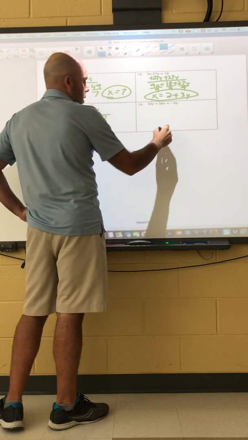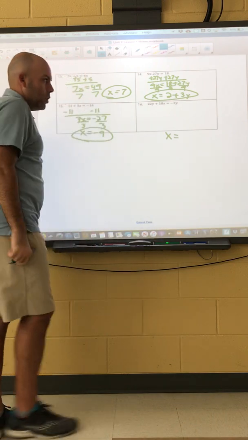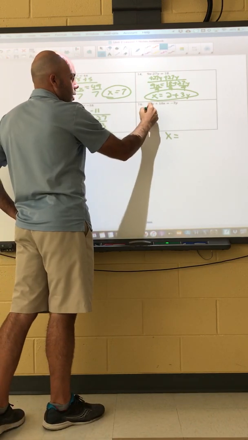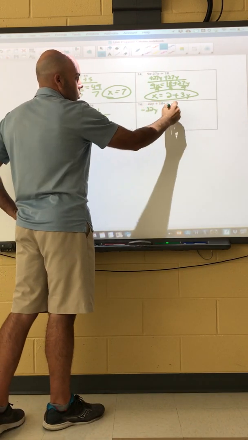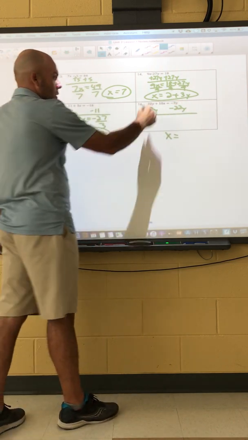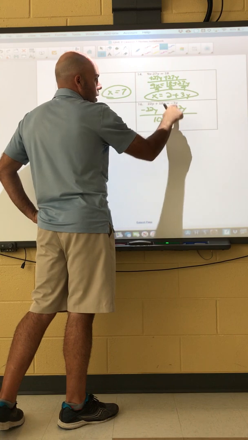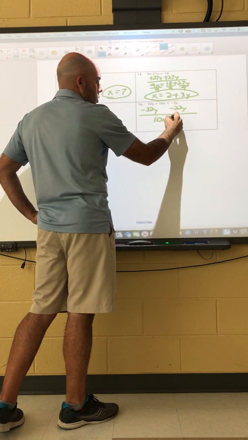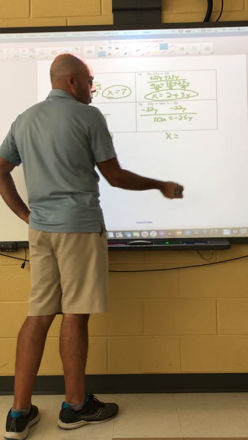Okay, on the right-hand side, the literal equation, I want to solve for x. So I see the 22y. Again, there's no sign in front of it, so it's implied to be positive. So I want to cancel it by subtracting. I bring down my 10x. I get negative 3y and negative 22y, so that gives me negative 25y.